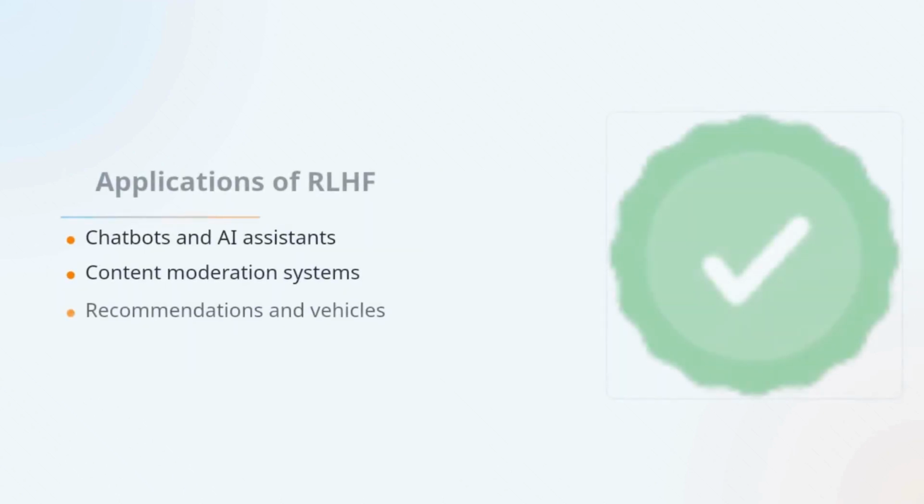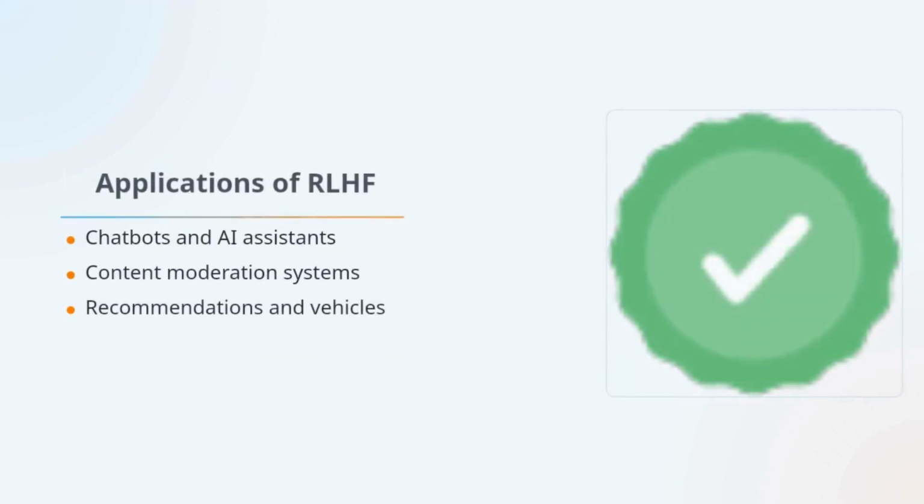RLHF has many practical applications. In chatbots and conversational AI, it helps models generate more helpful and context-aware replies. In content moderation, it helps systems learn human judgments about harmful or inappropriate content. In recommendation systems, it improves suggestions using user feedback. And in autonomous vehicles, it supports safer and more human-like decision-making.